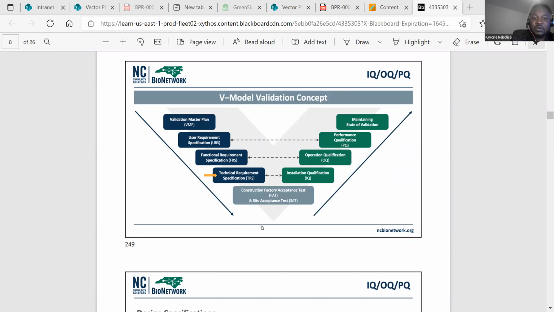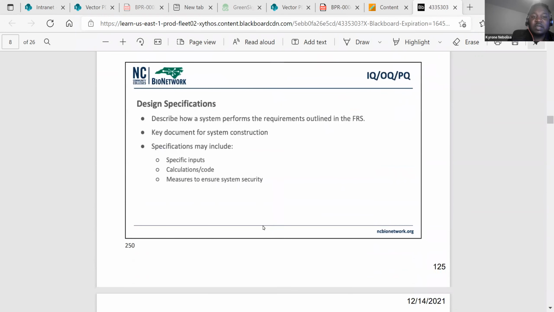Next, we're going to technical requirement specification. Design specifications describe how a system performs the requirements outlined in our FRS. They are a key document for system construction, and specifications may include specific inputs, calculations, and codes, and measures to ensure system security.